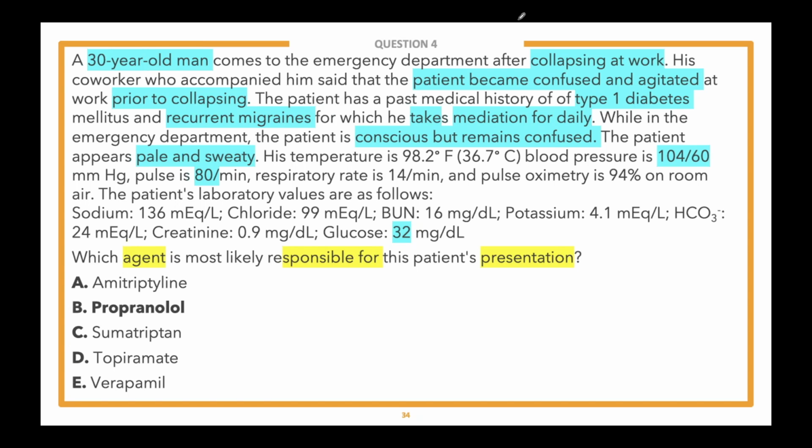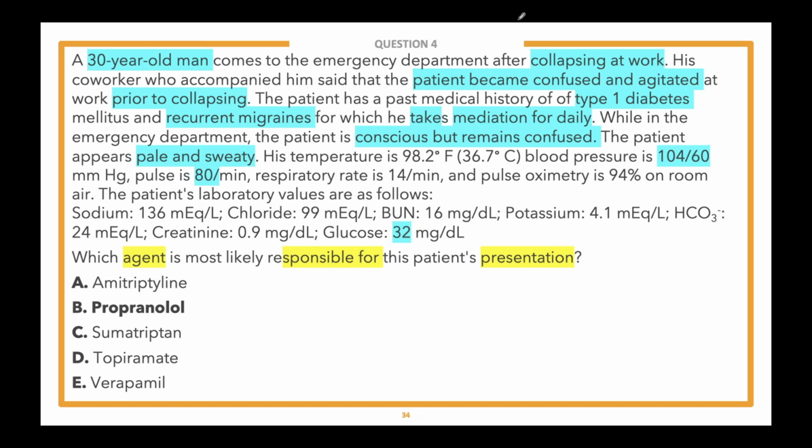And lastly, amitriptyline. This is a tricyclic antidepressant that can be used for migraine prophylaxis. And it's highly sedating. It can cause weight gain. It can have some anticholinergic side effects as well. But it, again, is not associated with what's going on with this patient and blocking those catecholamine-induced signs of hypoglycemia.